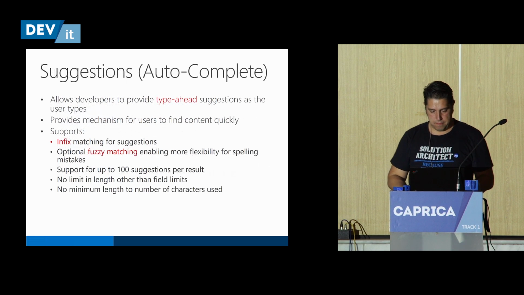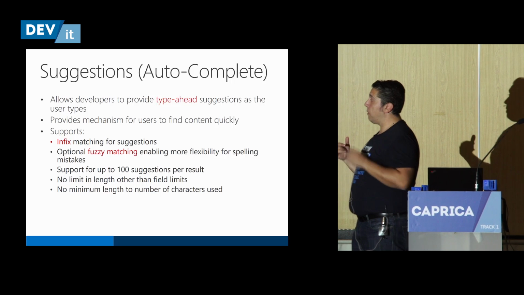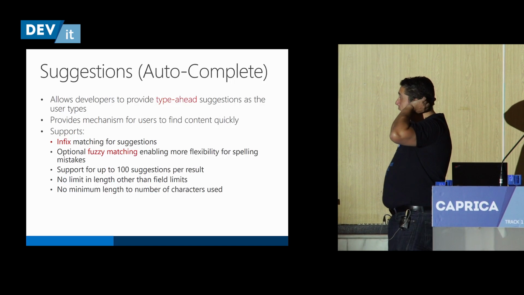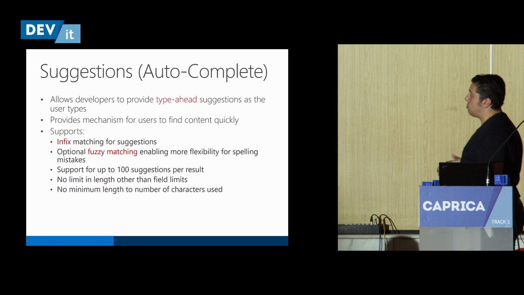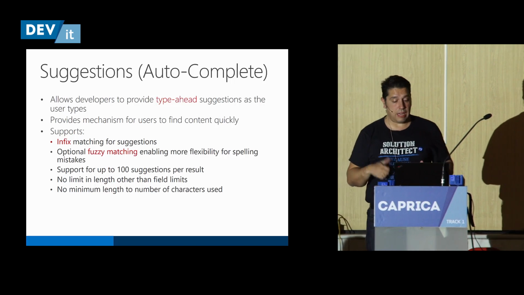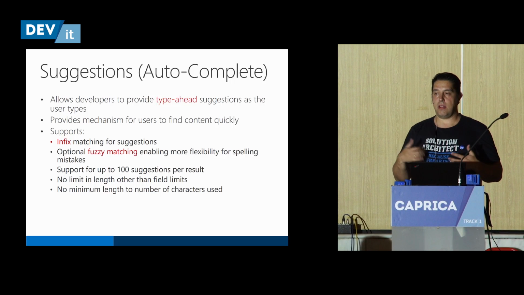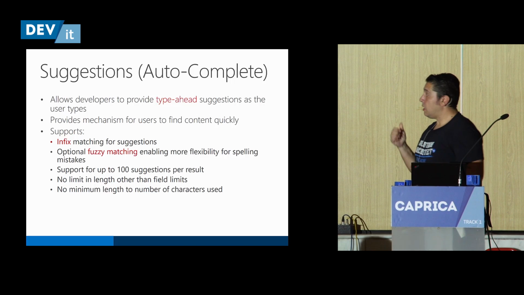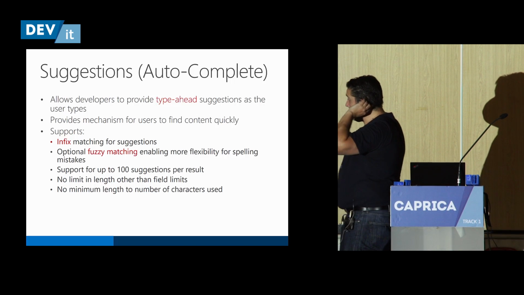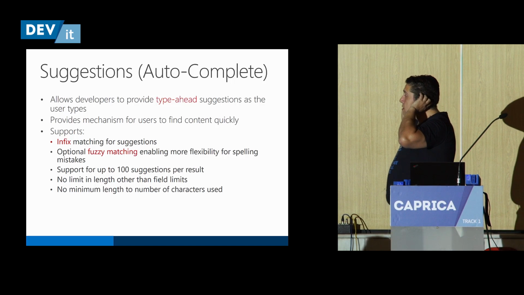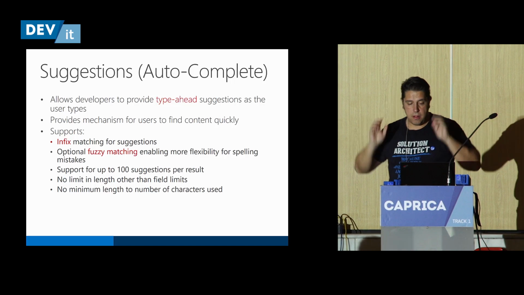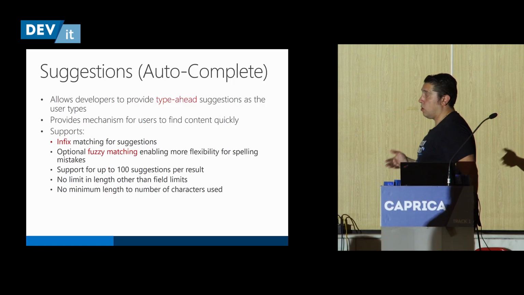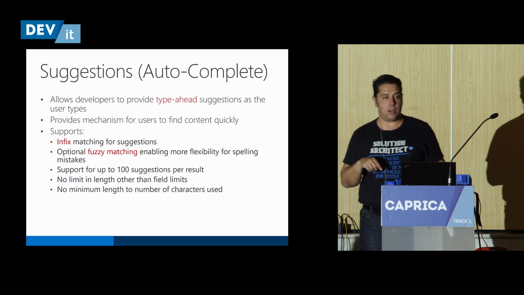Of course, we can have suggestions for autocomplete. This allows developers to provide a type-ahead experience for the users, so they can select more precisely the search terms that they want to use. That supports infix matching for suggestions. This means that even if you made a spelling mistake, it will still search for the correct term. It optionally provides fuzzy matching to enable more flexibility and supports up to 100 suggestions per result. There's no limit on the length of the fields or the minimum length of characters used. You can even start searching from the first character that the user pressed.